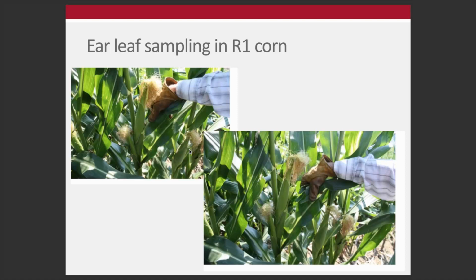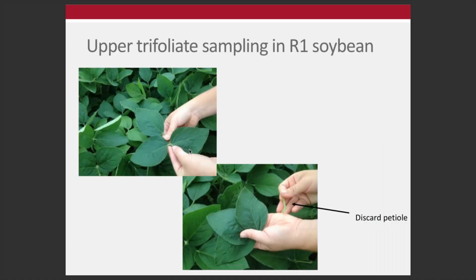Okay. For soybeans, we do this at the upper trifoliate, and so we go out and we pick. This is typically right at R1 or R2 flowering, so that can happen quite quickly. But we go out and we find one of the most recently developed trifoliate leaflets, right? Like this 3 set of leaves. We pick that off.